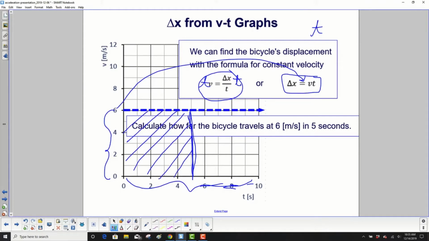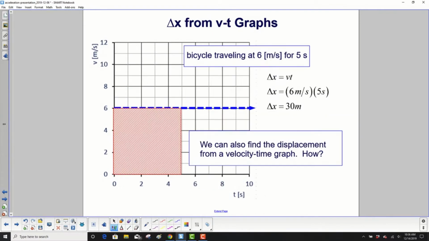What are the units going to be? Well, it's meters per second times seconds. So meters, that's its displacement. So we're finding the area under the curve to find the displacement. Looks like I got a little ahead of these slides, but let's go over them now as a nice review. We have a bicycle traveling at 6 meters per second for 5 seconds.